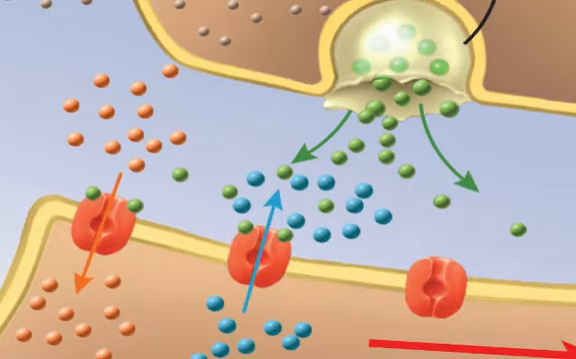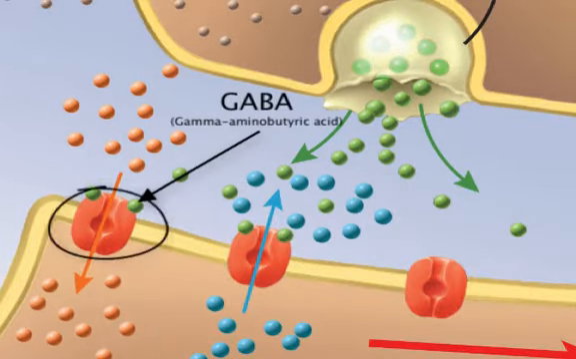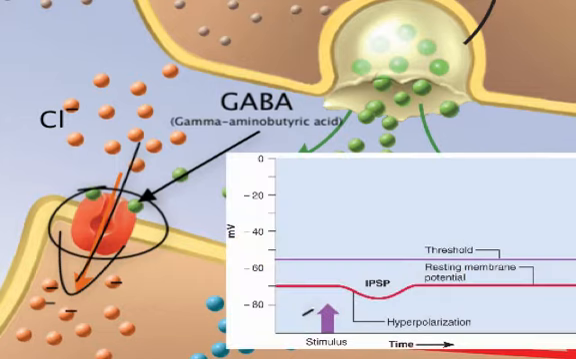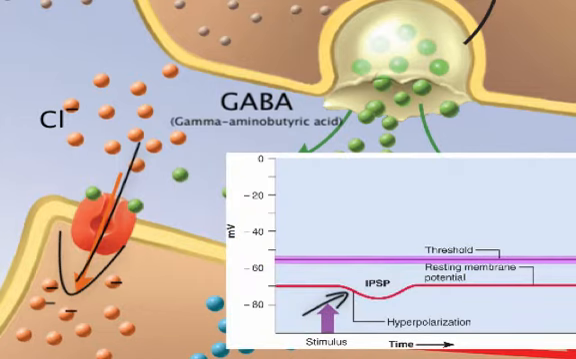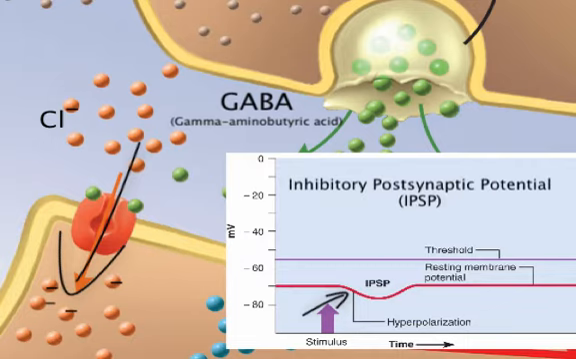If a neurotransmitter like GABA opens ligand-gated chloride channels, chloride will diffuse into the postsynaptic cell. This causes a local potential that hyperpolarizes the membrane, bringing it further from threshold. Since the postsynaptic membrane is less likely to trigger an action potential, the membrane is said to be inhibited. Therefore, this is called an inhibitory postsynaptic potential, or IPSP.